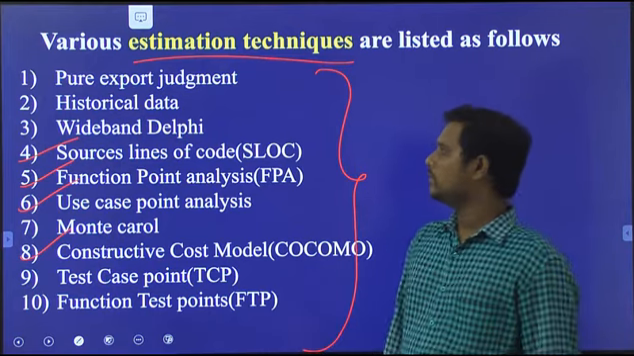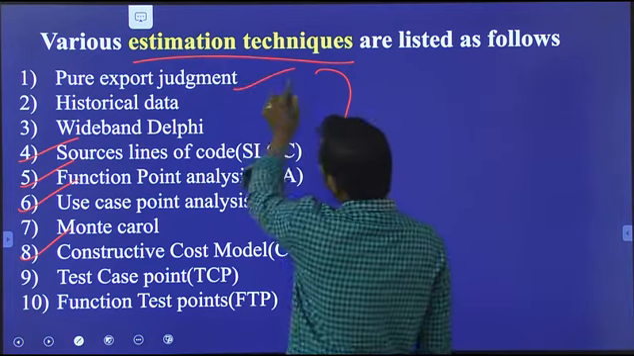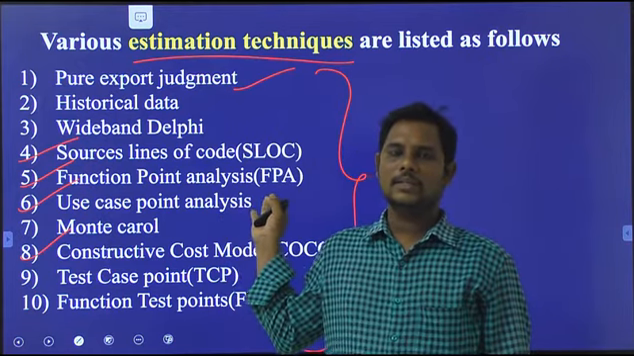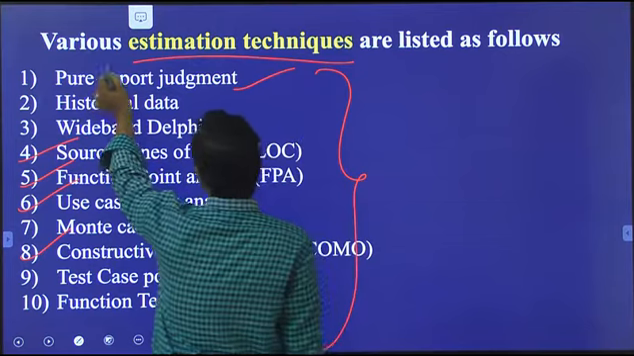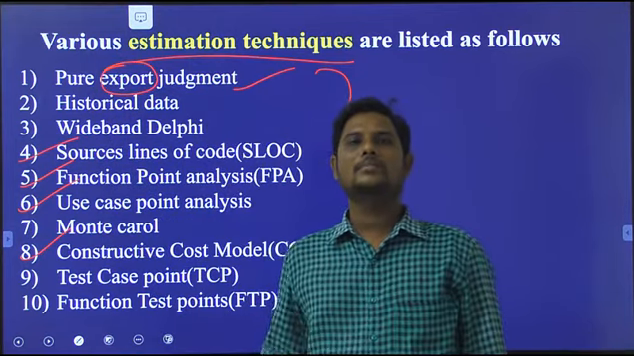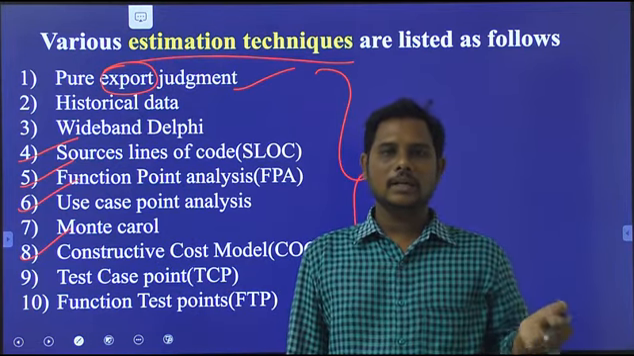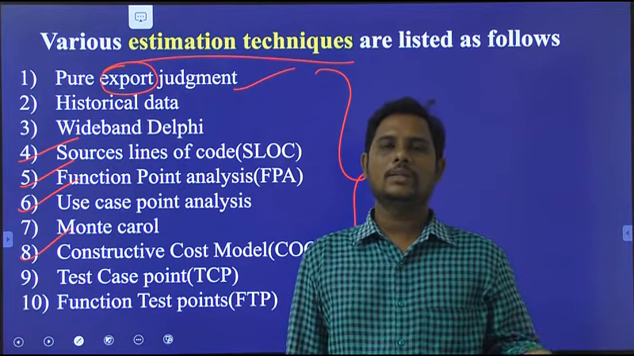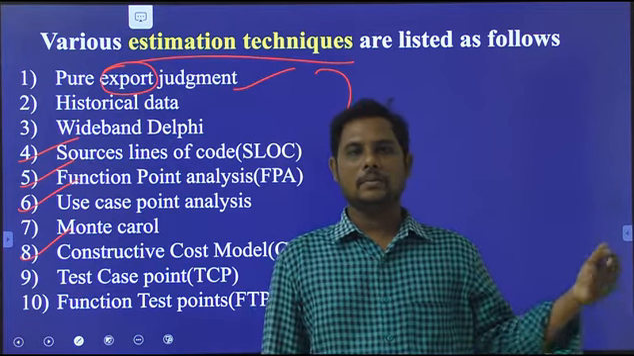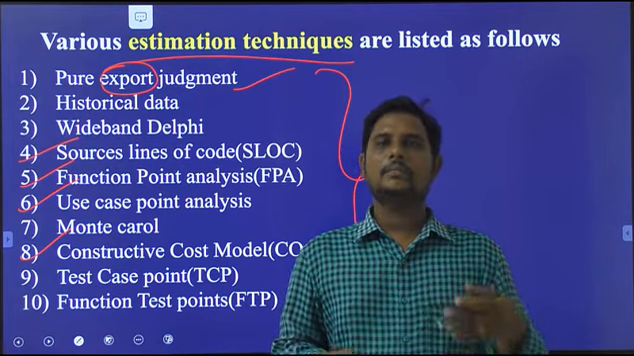One by one, we can see the first one: pure expert judgment. What is the meaning of pure expert judgment? The experts involved in the project are the experts. They estimate some parameters to estimate the project, based on their knowledge and previous experience of particular projects. All this is considered to estimate the project easily.